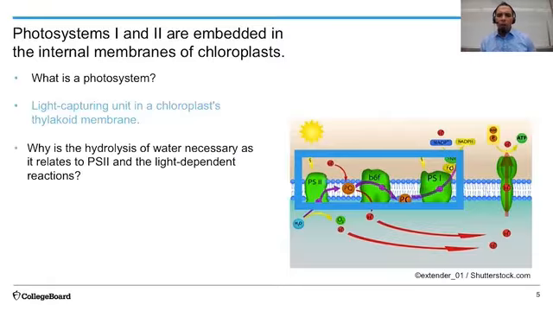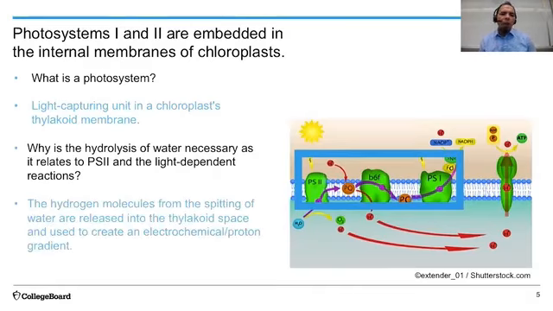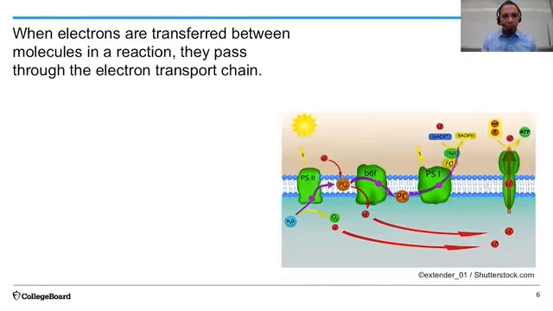And why is the hydrolysis of water, which we see underneath, necessary as it relates to photosystem 2 and the light-dependent reactions? Well, the hydrogen molecules from the splitting of that water are released into the thylakoid space, and those hydrogens are going to be used to create an electrochemical proton gradient. If you remember, that's creating a concentration gradient. As you can see where that blue arrow just came in, there's the water, hydrolysis occurs, and we now have oxygen and those H pluses. The key point there: follow those H pluses.